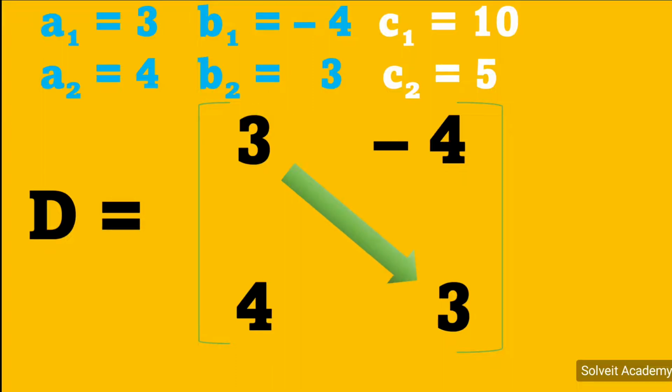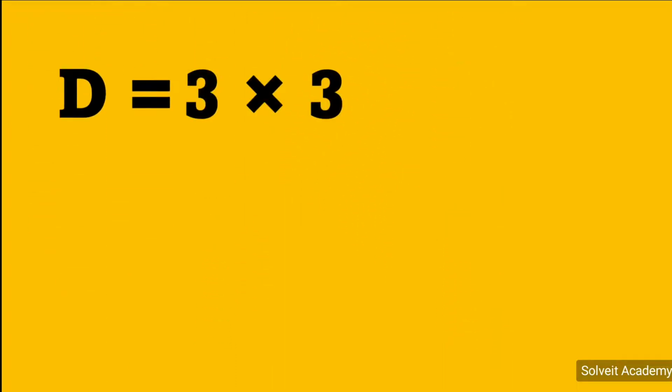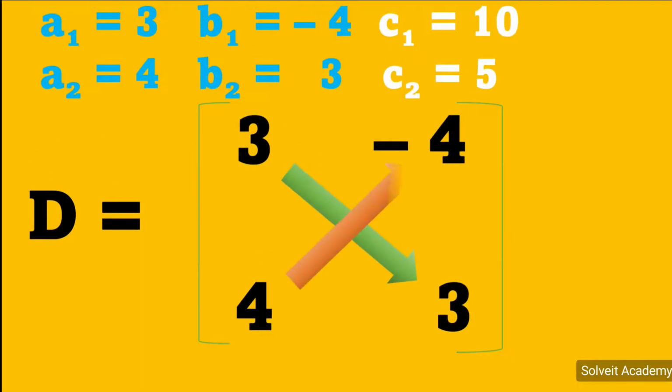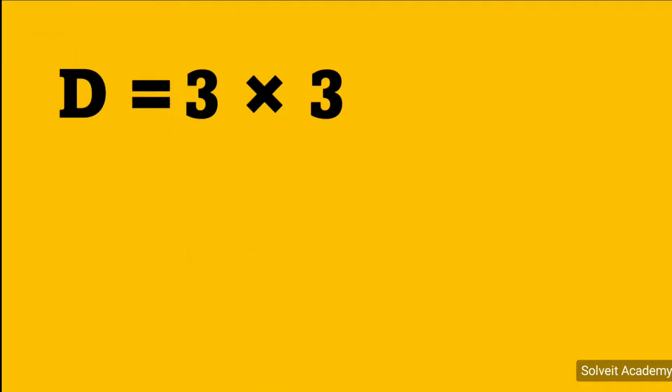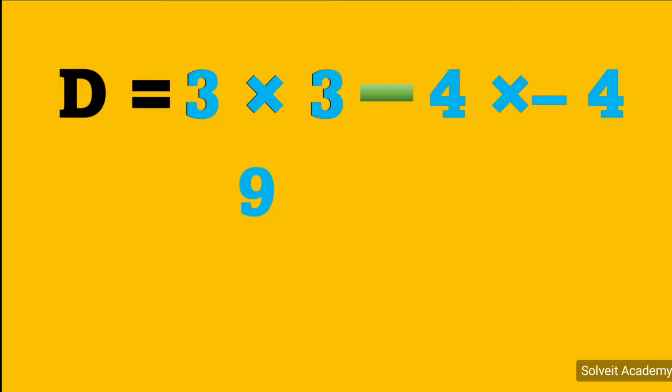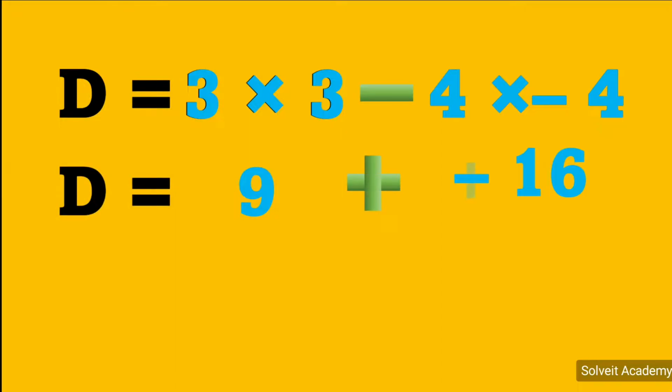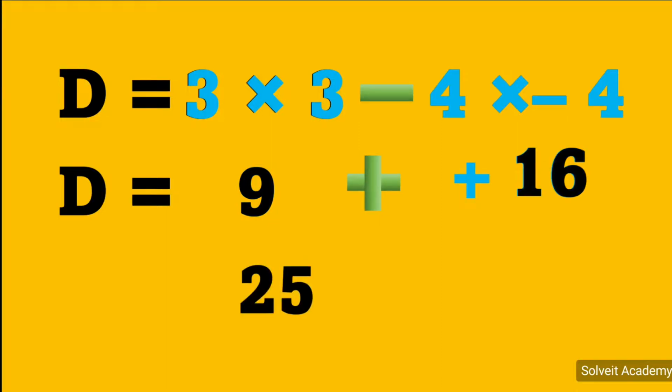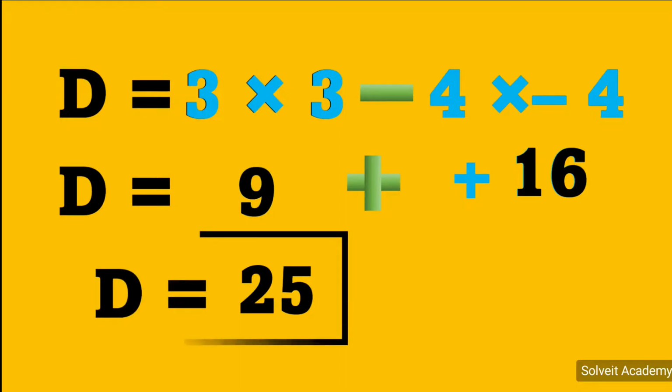Multiply 3 with 3, then we get 3 into 3. Now multiply 4 with -4 and put the negative sign in between them. 3 into 3 will be 9 and 4 into -4 will be -16. Now the negative will be cancelled out and negative 16 will become positive 16. Now 9 plus 16 will be 25. So we have d value as 25.